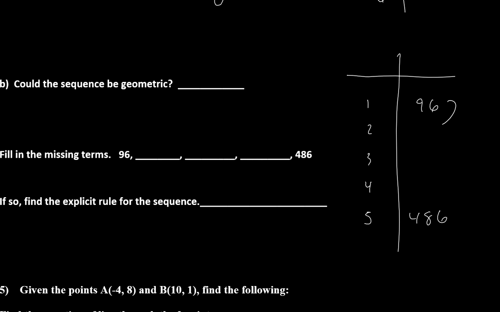And now instead of adding the same thing each time, the question is, could I multiply? So that's 1, 2, 3, and 4. So could I use repeated multiplication to get from 96 to 486? And I don't see why not. I'm not sure what I'm going to multiply by yet, but I should be able to do that.